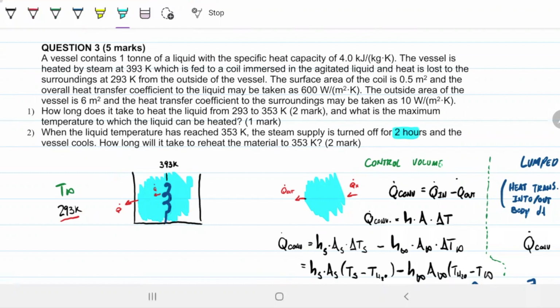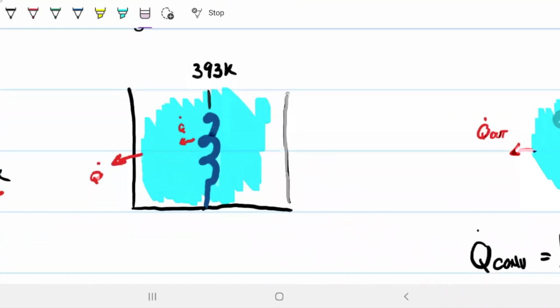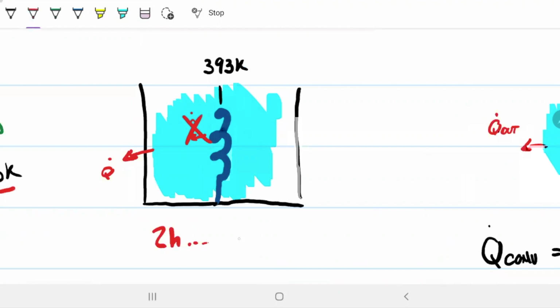So pretty much what this is saying is that this guy goes away, right? Instead of having both Qs, one Q in, one Q out, we instead only have Q out. How long will it take to reheat the material to 353? So the thing that's being asked is the following. We still have the situation here, but then suddenly we remove this guy here for 2 hours. 2 hours lapses. Then we turn this guy on again, and it's asking us how long will it take till it goes back to those 353.